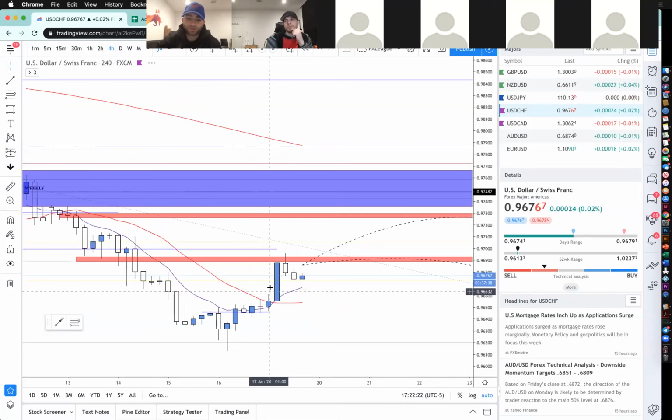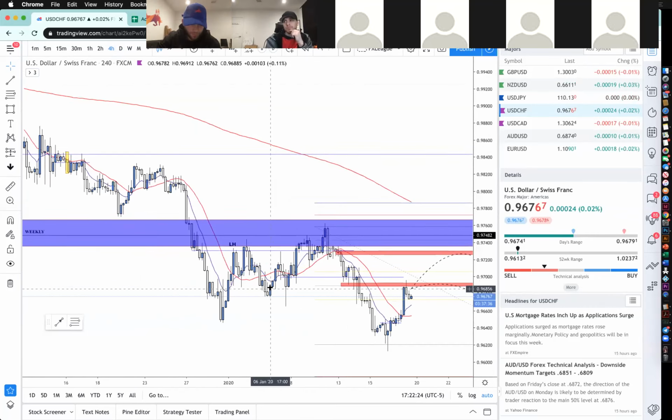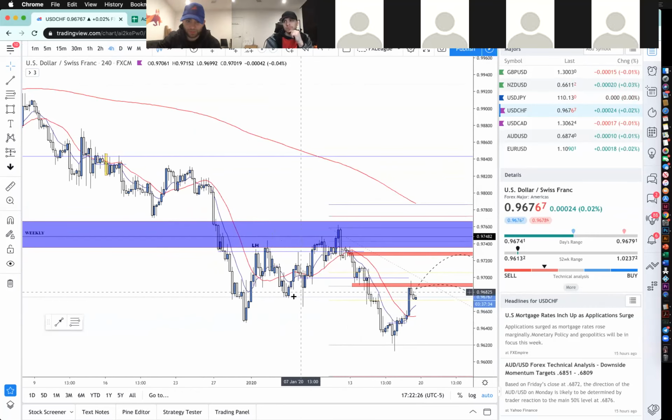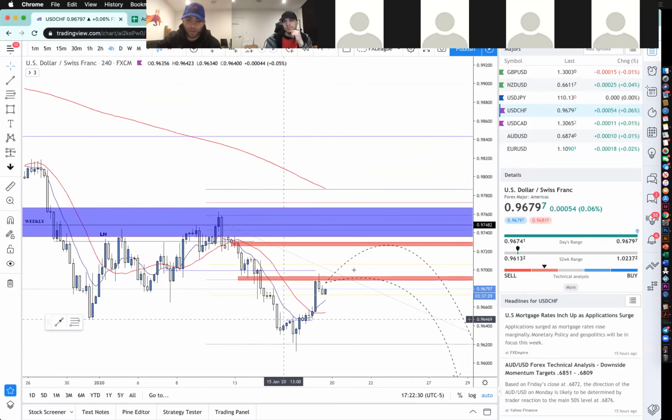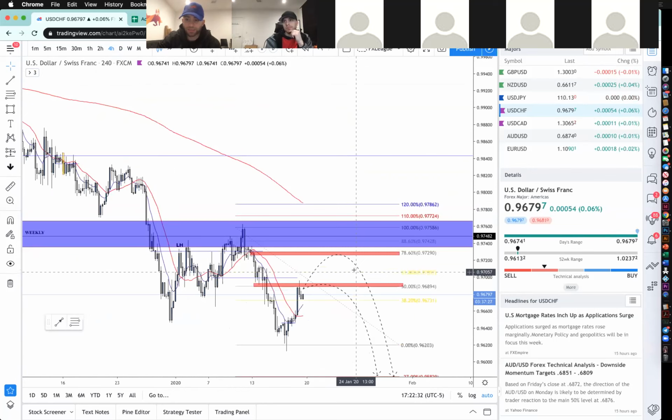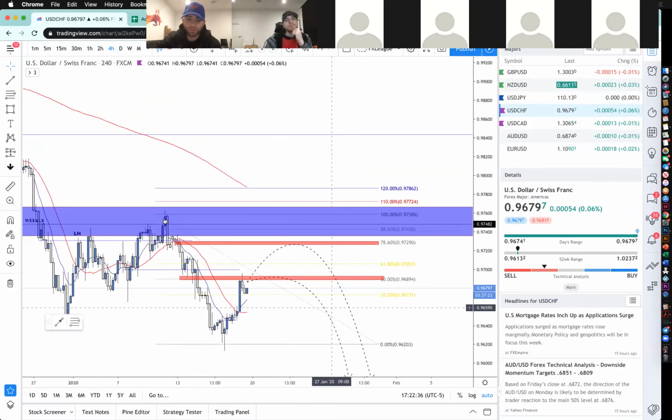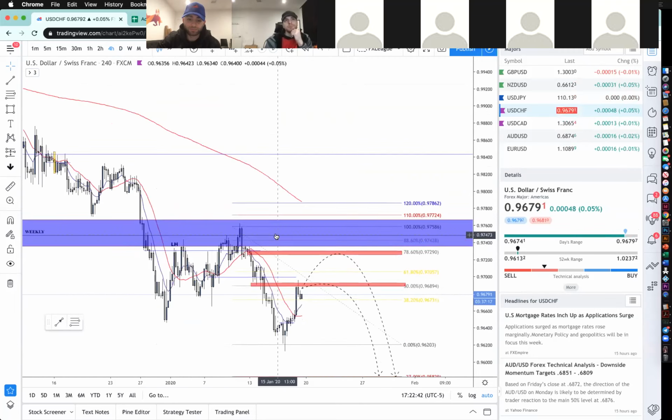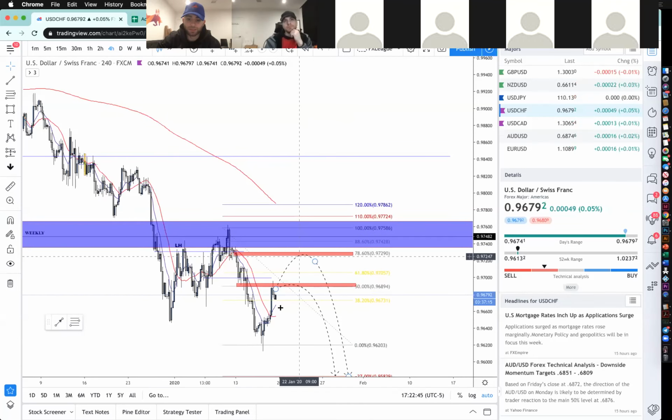Let's bump down to the 4 hour. We could see some structure here: a lower low, a lower high, and we broke below. I'm really just looking to keep going with the trend, not trying to do anything too crazy. If we break back above resistance up here, we're going to look to long. Other than that, if I see setups in this area and this area, I'm going to look to go short on USD CHF.